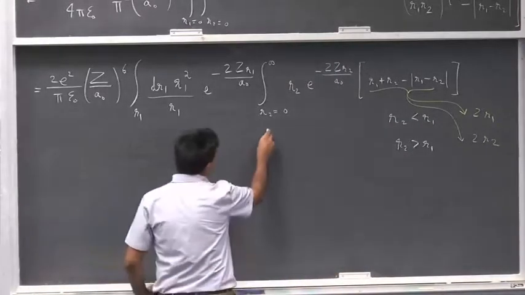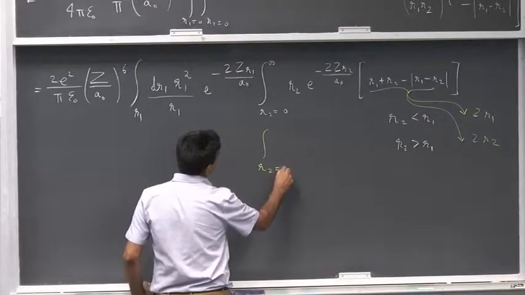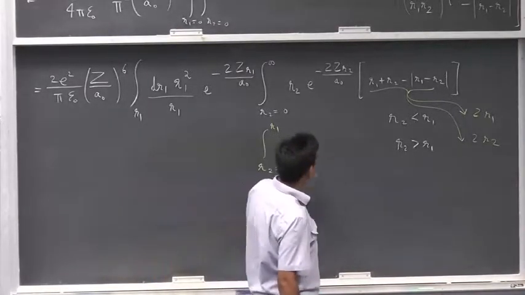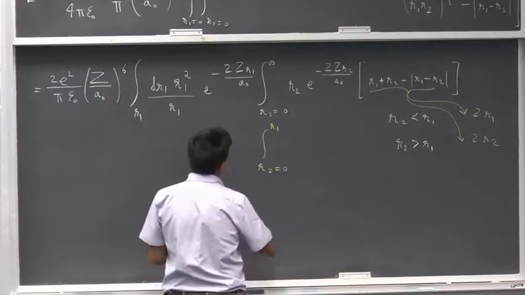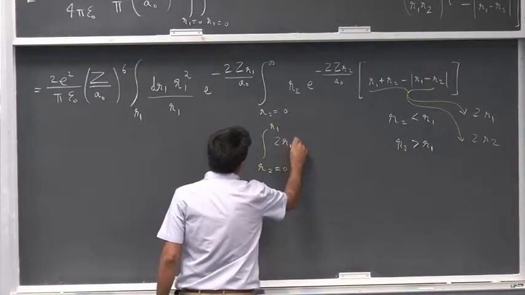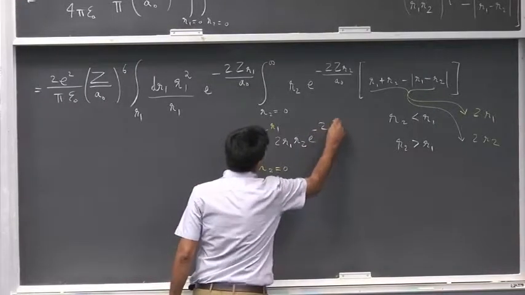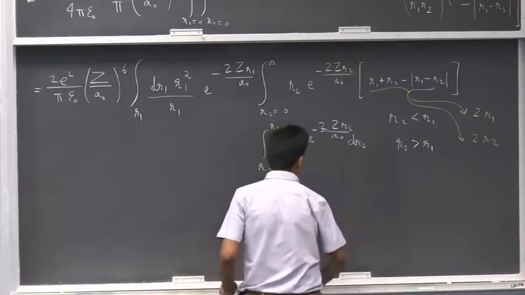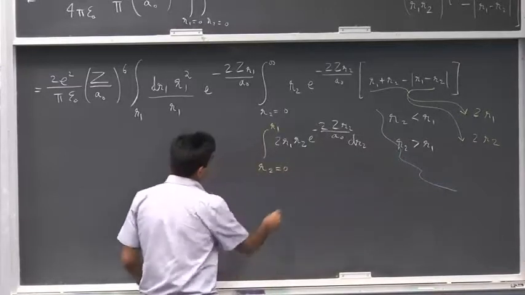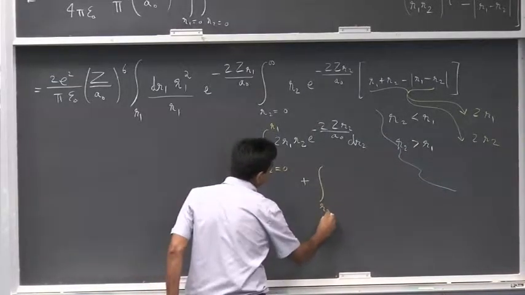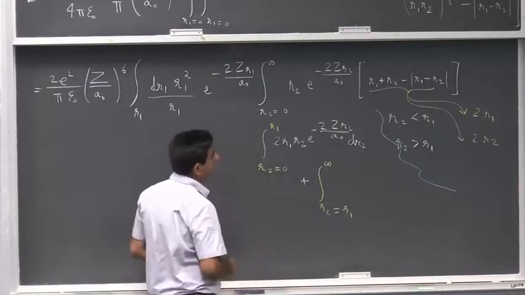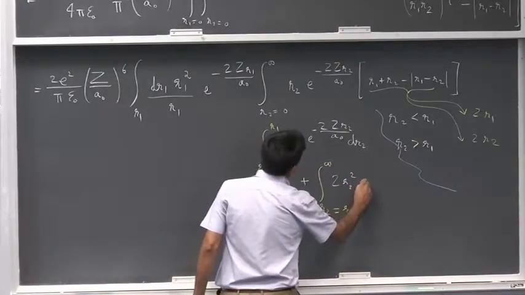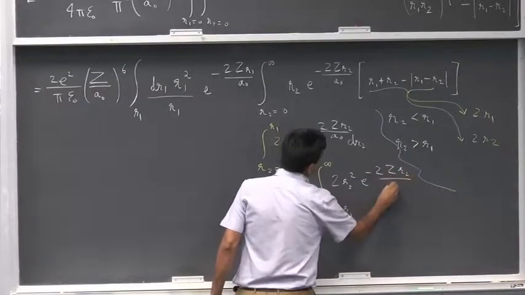So you can break this integral into two parts. R2 goes from 0 to R1. When R2 goes from 0 to R1, you have 2R1 here. So you simply have 2R1 R2 E^(-2ZR2/a0) dR2. And then you have the other integral when R2 goes from R1 to infinity. When this happens, this term becomes equal to 2R2. So you have 2R2 squared E^(-2ZR2/a0).